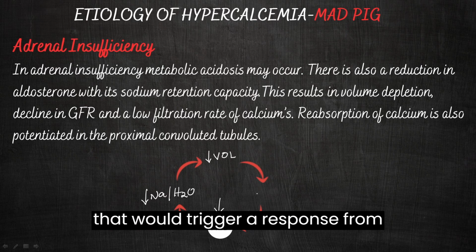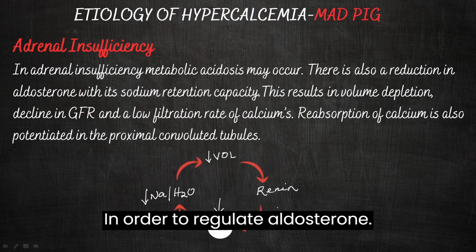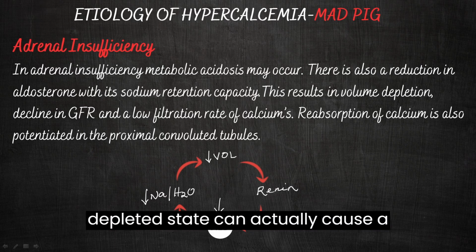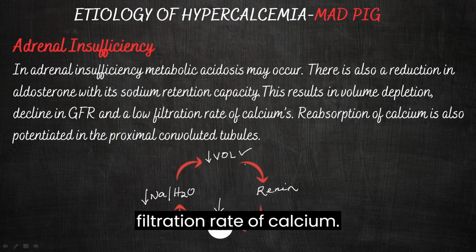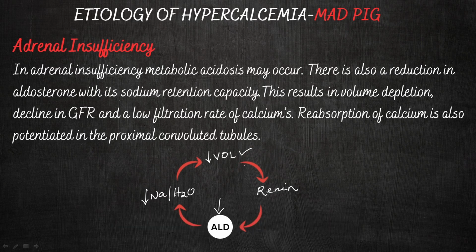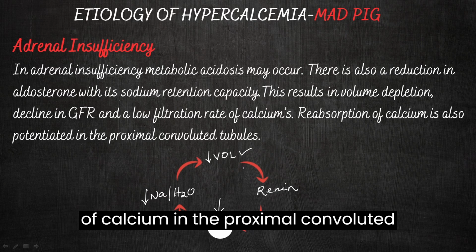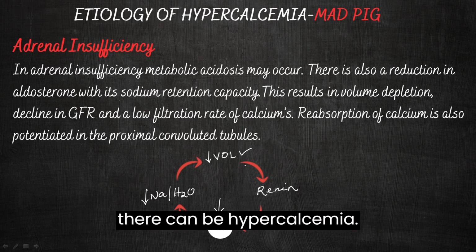And that would trigger a response from renin in order to regulate aldosterone. So the volume depleted state can actually cause a decline in the GFR and a low filtration rate of calciums. And there is also excessive reabsorption of calciums in the proximal convoluted tubules. Hence, in adrenal insufficiency, there can be hypercalcemia.